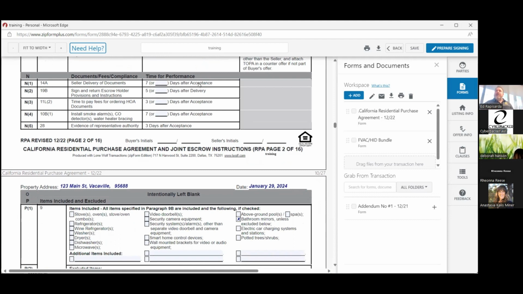Seller has 7 days after acceptance to give all the disclosures, right? One of the disclosures is on us, the agent visual inspection disclosure.